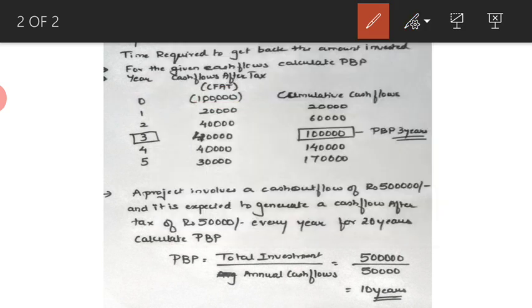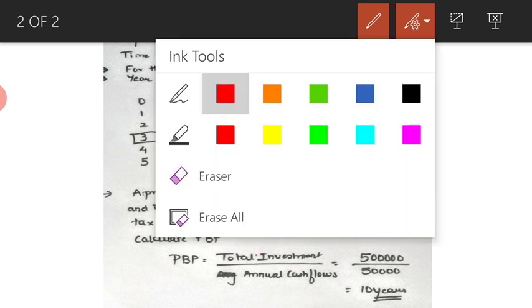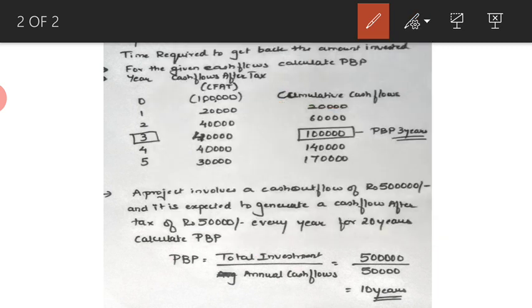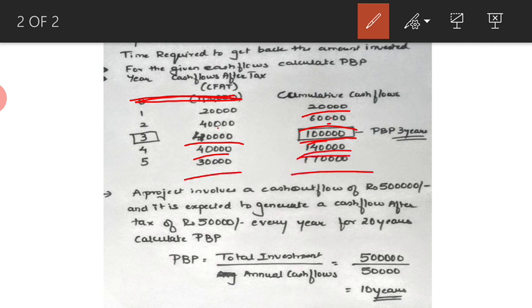Since these cash flows are given, we first have to find out the cumulative cash flows. I hope everybody knows how to calculate cumulative cash flows. Do not consider year zero, because that is the initial investment. Start from year 1. First year, the cumulative cash flow would be 20,000 itself. Second year, 20 plus 40, that is 60,000. Third year, 60 plus 40, that is 1 lakh. Fourth year, 1 lakh plus 40, that is 1,40,000. And fifth year, 1,40,000 plus 30, that is 1,70,000.